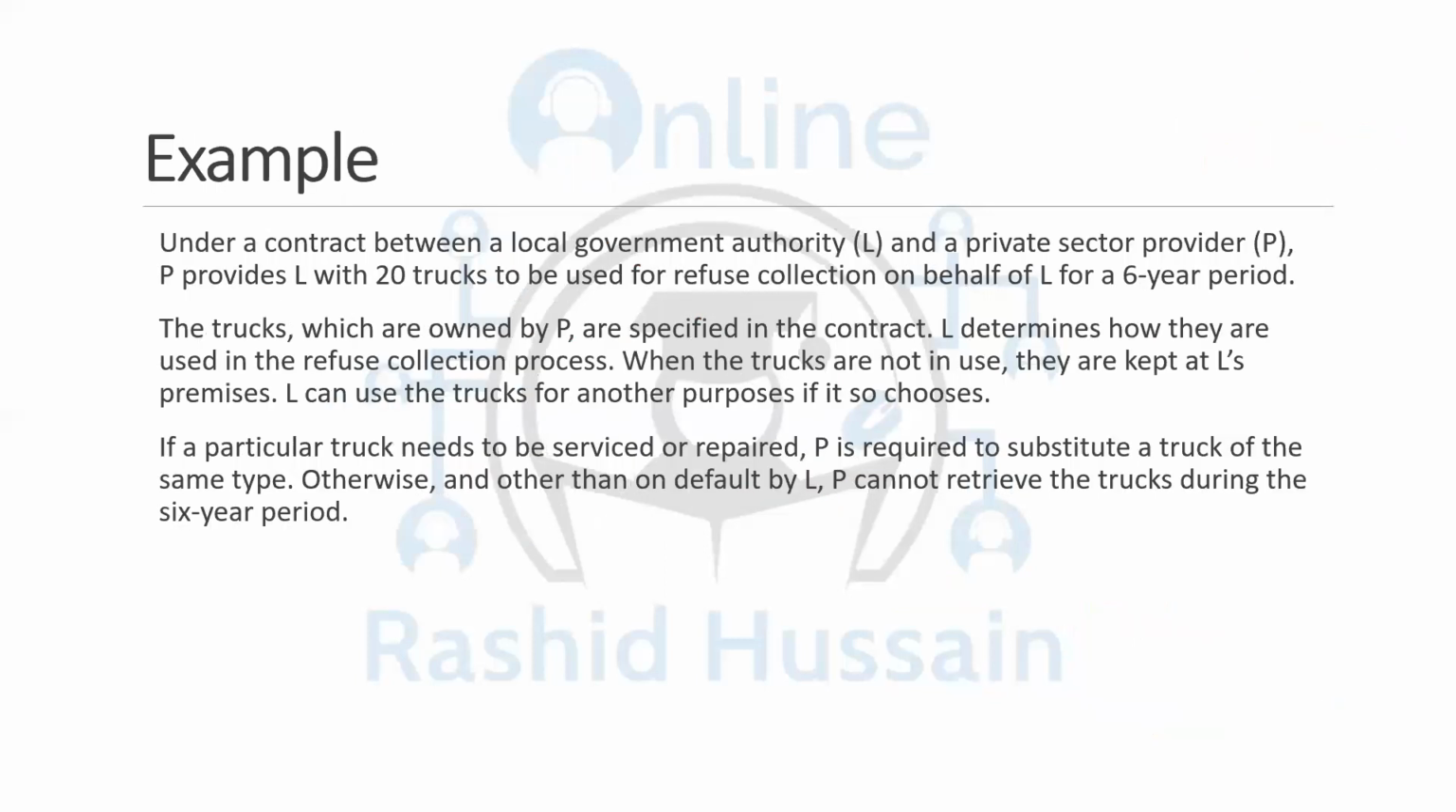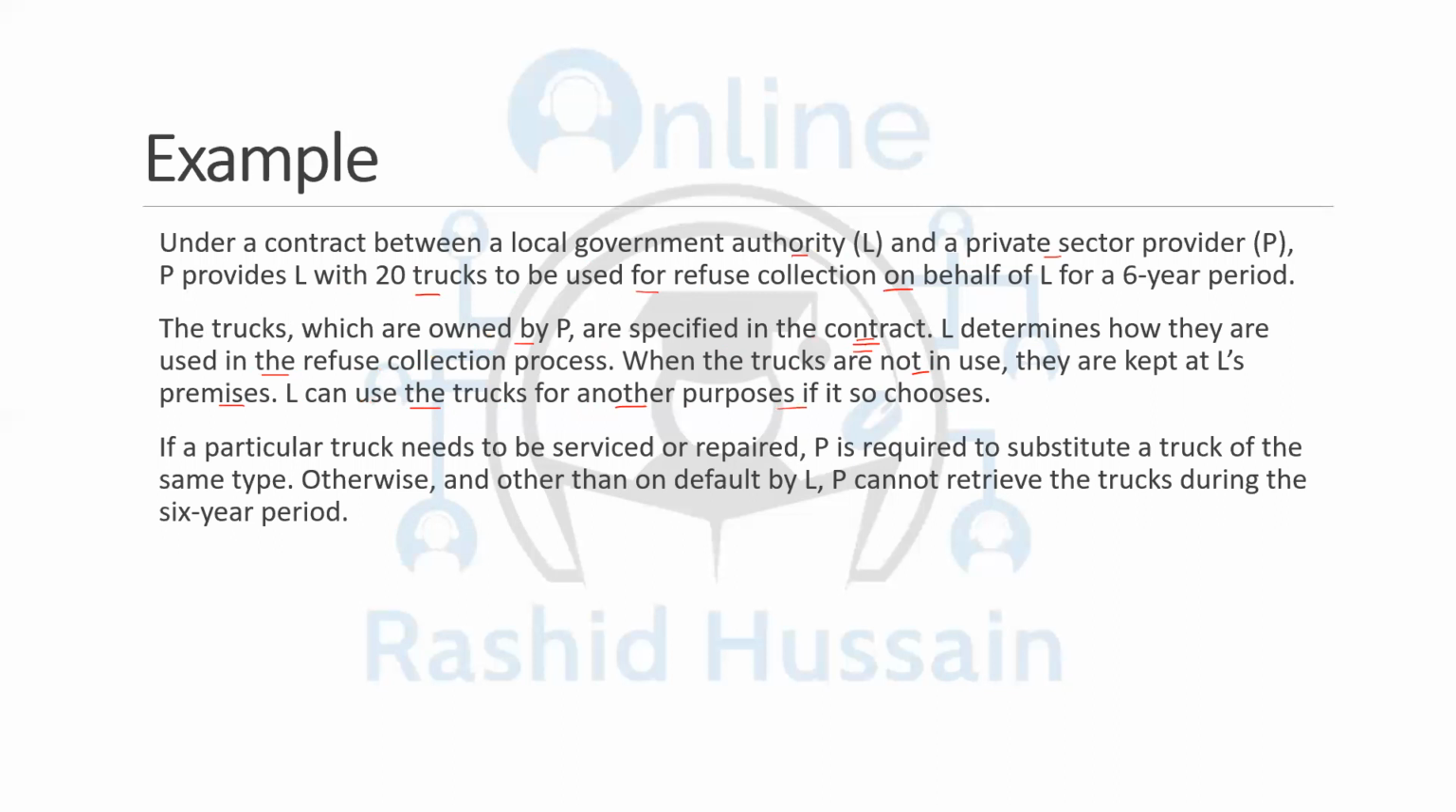So we have a plain example to understand this. Under a contract between a local government authority L and a private sector company P, P provides L with 20 trucks to be used for refuse collection on behalf of L for a 6-year period. The trucks, which are owned by P, are specified in the contract, that means an identified asset. L determines how they are used. When the trucks are not in use, they are kept at L's premises. L can use the trucks for another purpose if it chooses to do so.